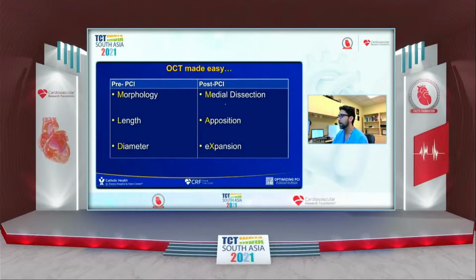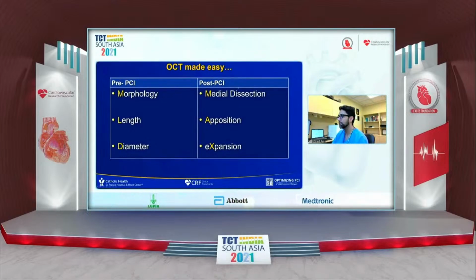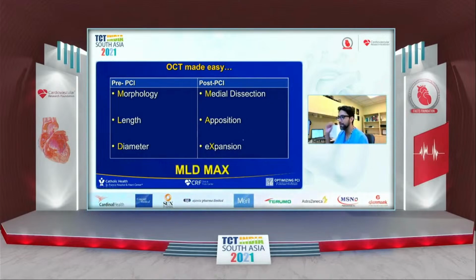Post-PCI, we want to look for medial dissection, because we know that the presence of an edge dissection, particularly at the distal reference, is an independent predictor of target vessel failure. We're looking for apposition largely to prevent us from getting into complications if we need to re-intervene. That's gross areas of malapposition, and we know the clinical utility of expansion on PCI outcomes. And so we termed this MLD max because it's something that's really germane to interventional cardiologists. We all want to try to get the maximum MLD, and this is an easy way to remember the steps of an imaging-guided PCI and apply them into practice.